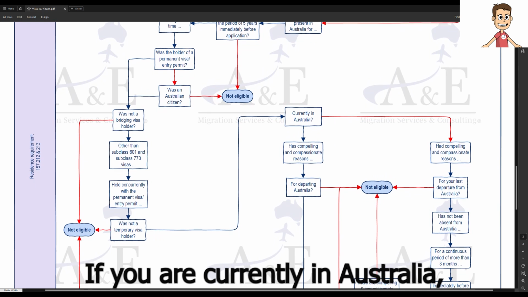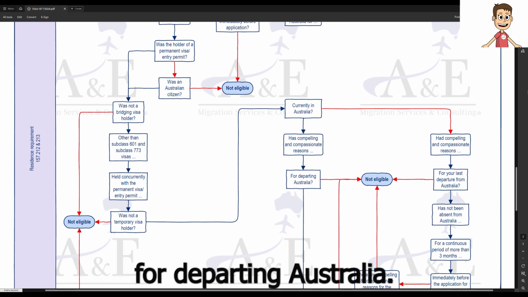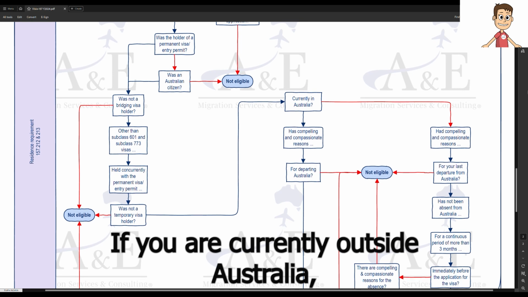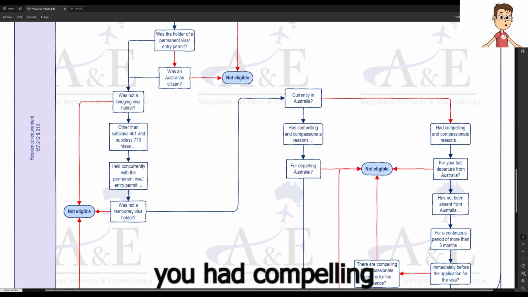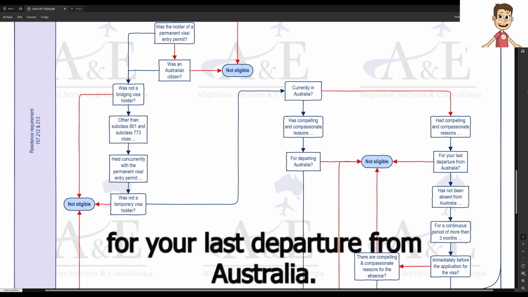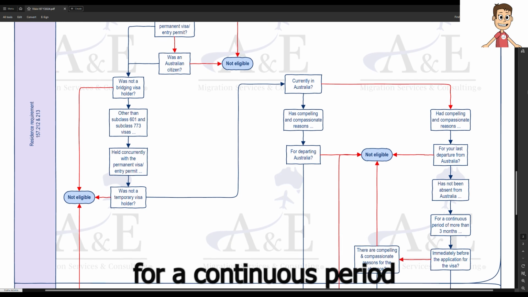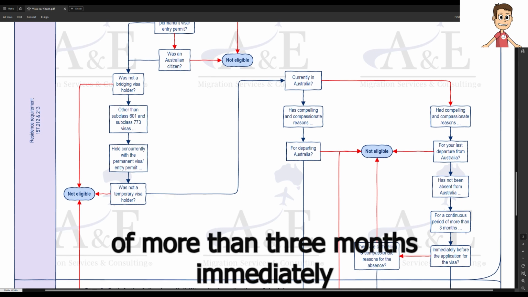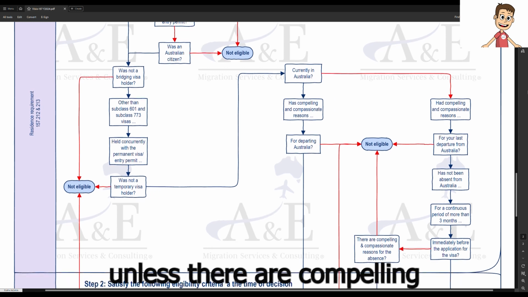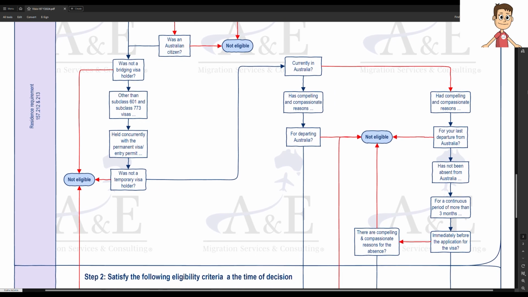If you are currently in Australia, you have compelling and compassionate reasons for departing Australia. If you are currently outside Australia, you had compelling and compassionate reasons for your last departure from Australia. You have not been absent from Australia for a continuous period of more than 3 months immediately before the application for this visa unless there are compelling and compassionate reasons for the absence.